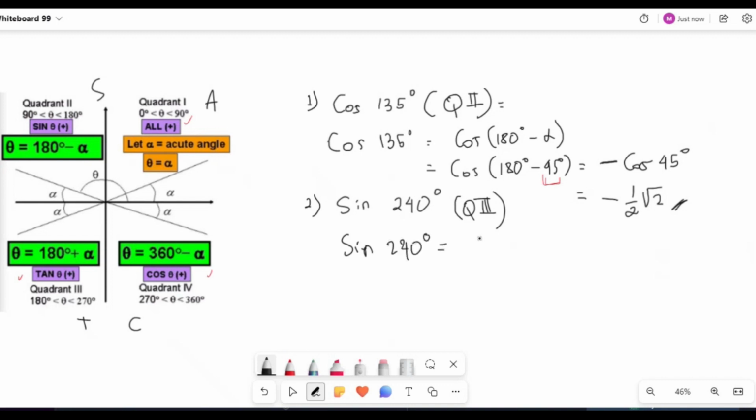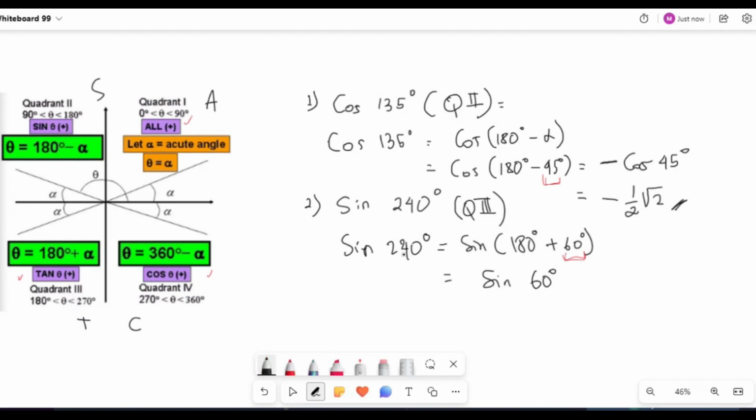So sine 240, because it's quadrant 3, we use this formula, right? Oh my bad, why did I write down cos? Okay, so it's going to be sine 180 plus what? Yes, 60. So we just write down sine and we just take the 60 only.